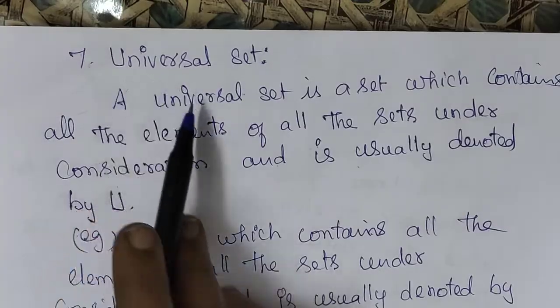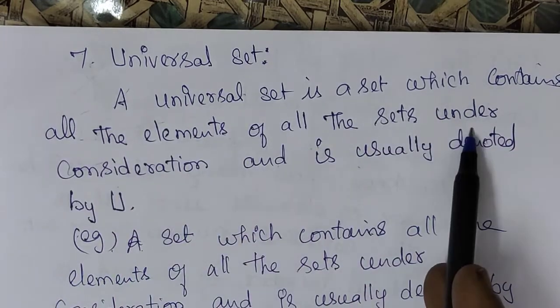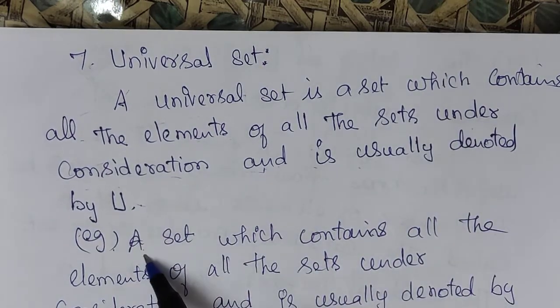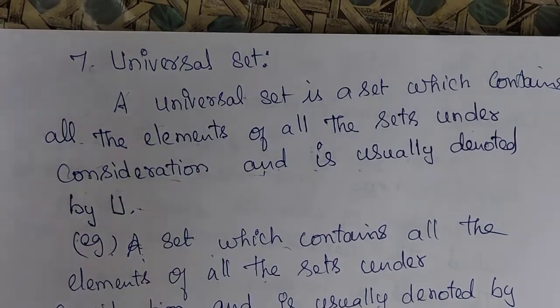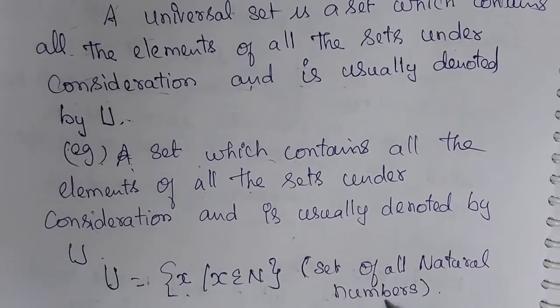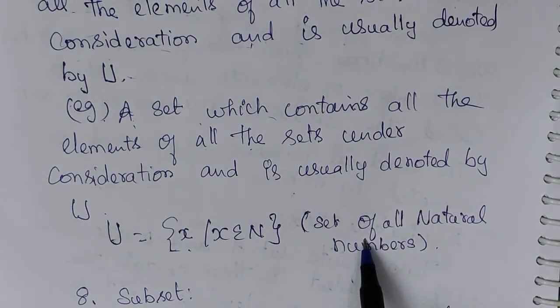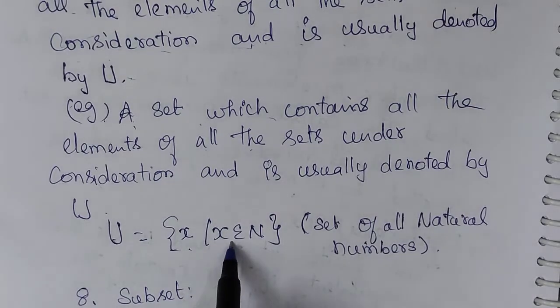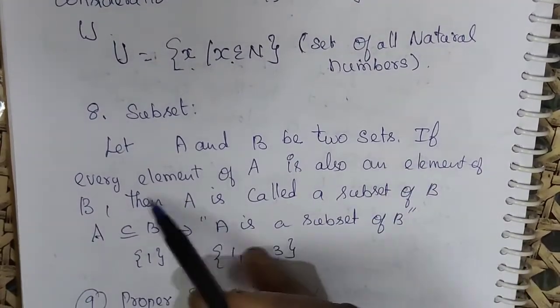Now universal set. The universal set is a set which contains all the elements of all the sets under consideration and is usually denoted by U. For example, see here, the set of all natural numbers is the universal set for the set of all even numbers and it is the universal set for the set of all odd numbers.